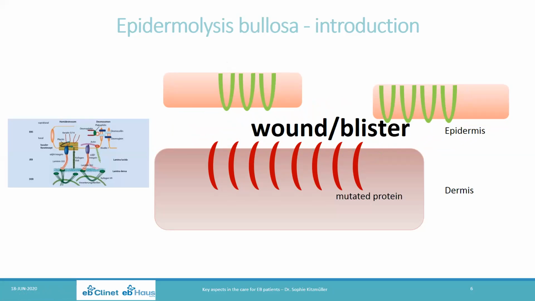So this is basically the background of how these wounds arise, and this can also happen already if you imagine you turn yourself over at night while you're sleeping. This also applies shear forces to the skin, and then these 2 layers, because of the mutated protein, cannot stick together and blisters and wounds arise.